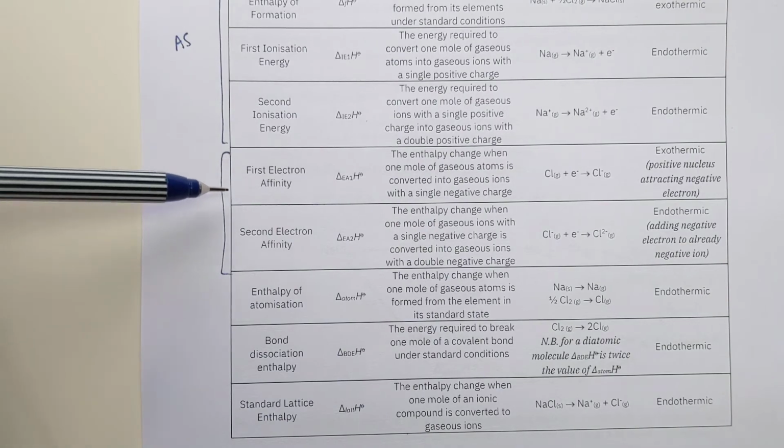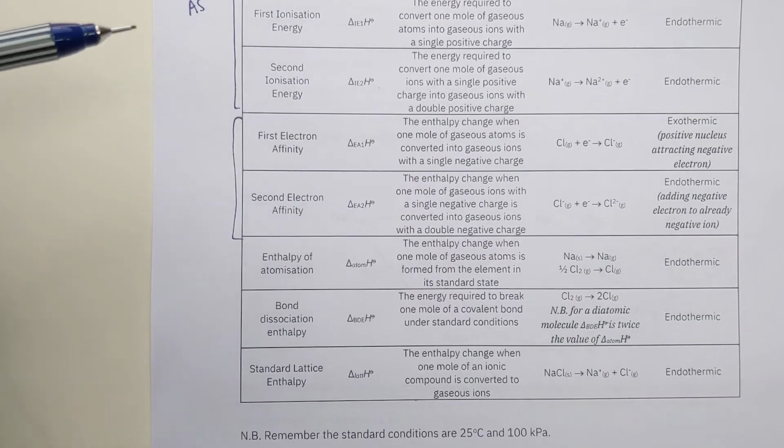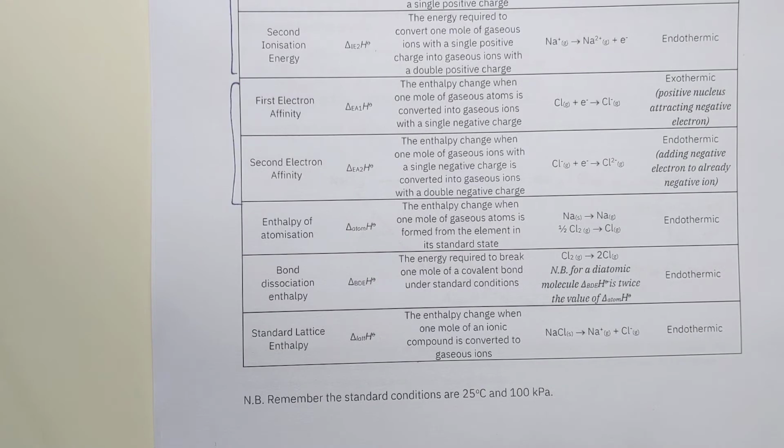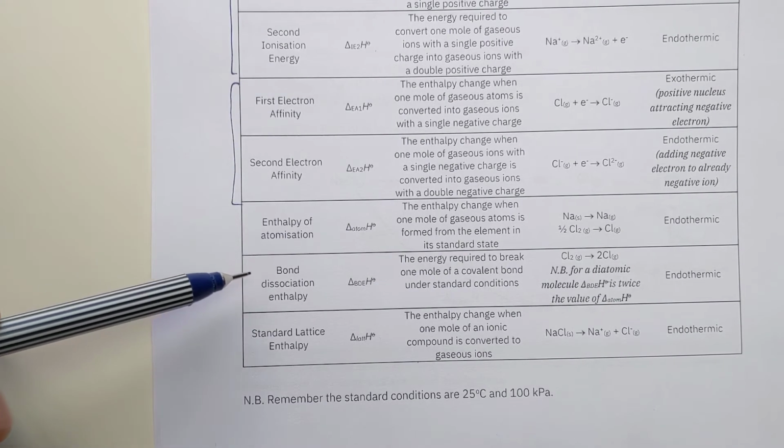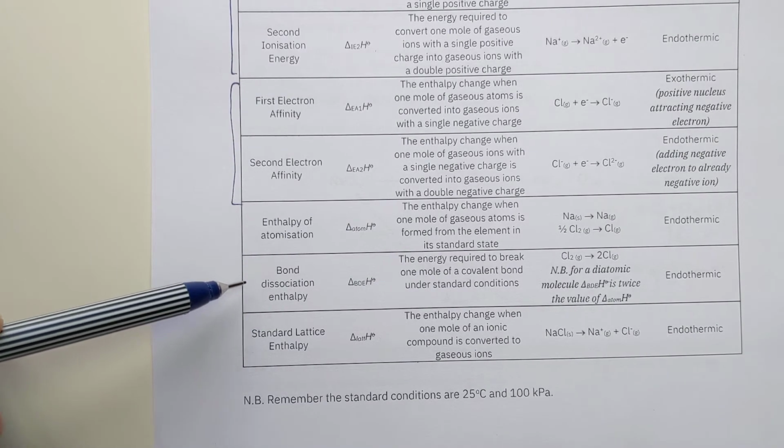So we've got our two electron affinity enthalpy changes. The final three are here. Now, I'm going to actually come back to atomization and bond dissociation in a second because they're a wee bit more in depth.